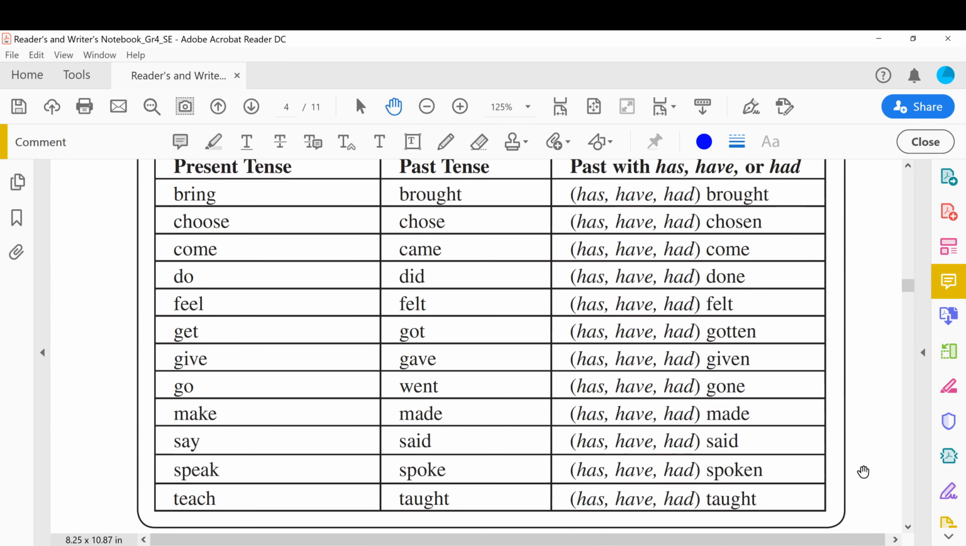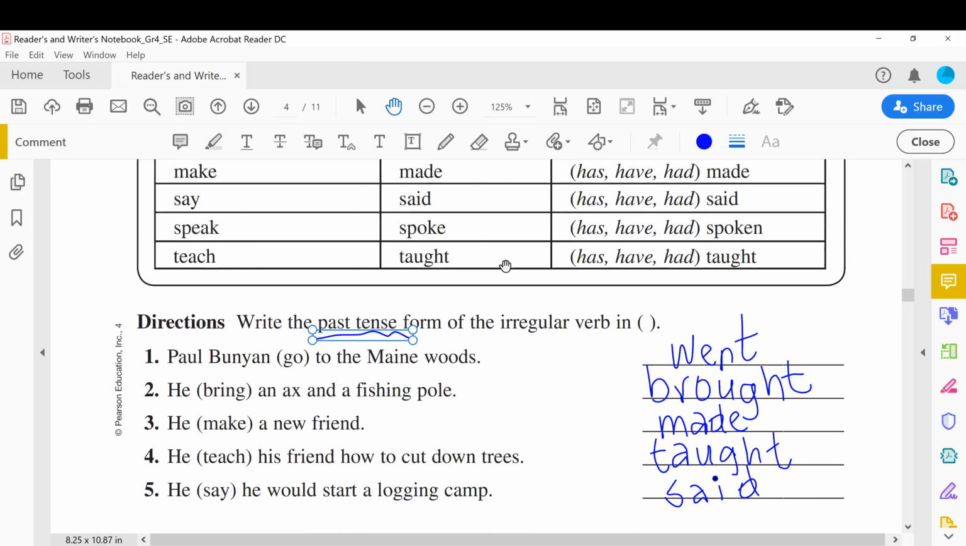What I want you to do is memorize those verbs in the past, at least in this past tense only, because they are very important, and those verbs are used more frequently. They are commonly used. All right, I hope you understood the lesson and you enjoyed it.